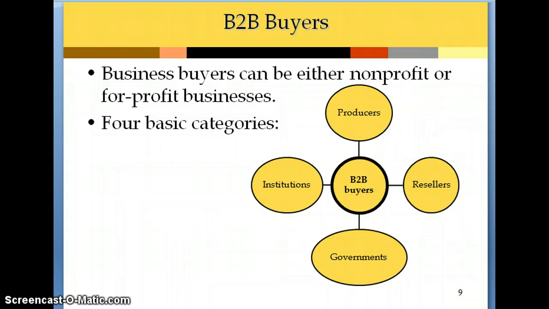And the fourth major category is institutions. Institutions include nonprofit organizations such as the American Red Cross, churches, hospitals, charitable organizations, private colleges, civic clubs, and so on.